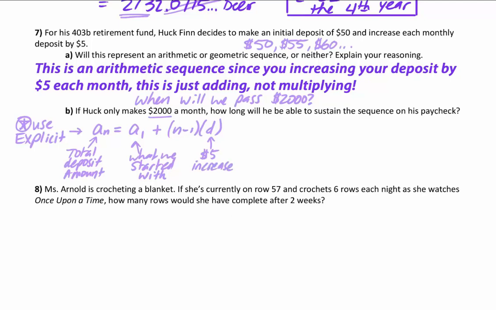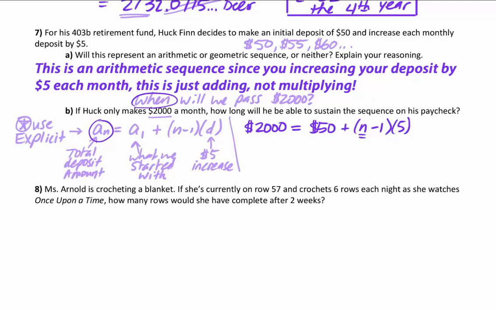So for this problem, if we put it together with the knowledge that we know, we want to understand when we will pass $2,000. Usually we don't put anything over there, but the total deposit amount that we want to know is when we will pass that $2,000. So we're equal to the $50 that this started with, plus we do not know n. N is actually unknown because this will be how far into the sequence. When will we pass $2,000? And that is going to get multiplied by 5 for the $5.